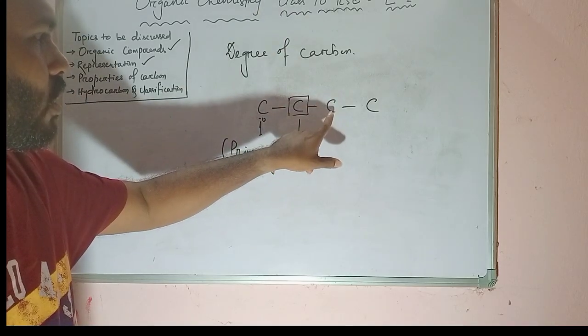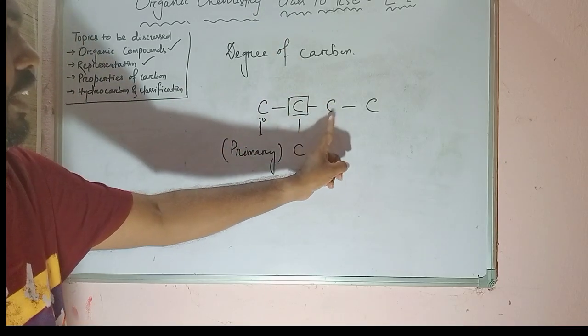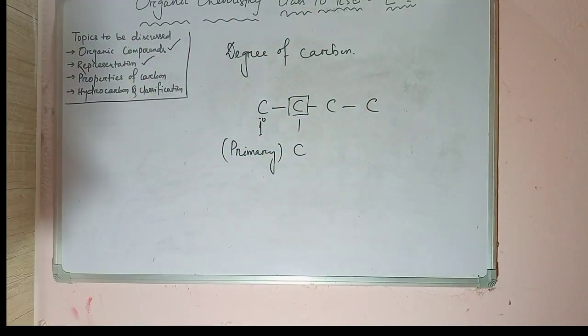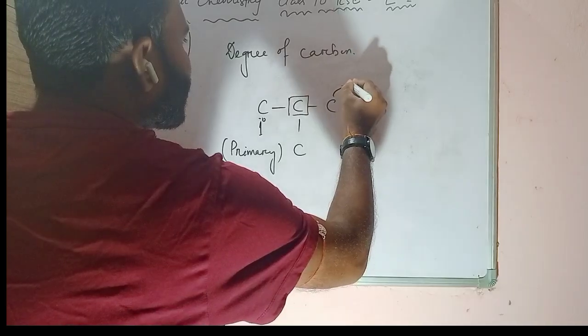Now you see this carbon, it is directly attached to this one and this one. That means how many carbon atoms is it attached to? 2 carbon atoms. So the degree for this carbon will be 2.